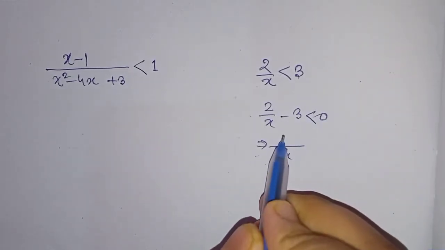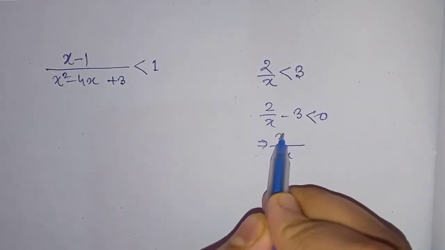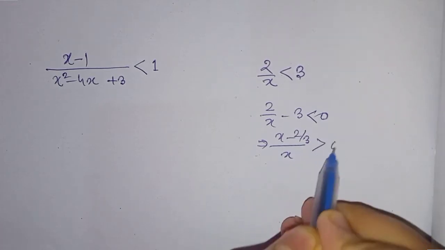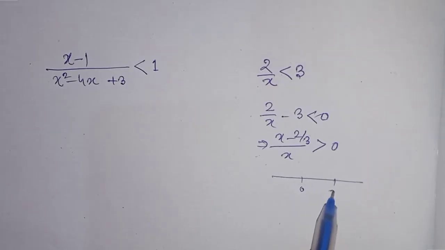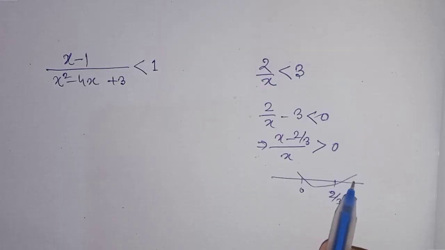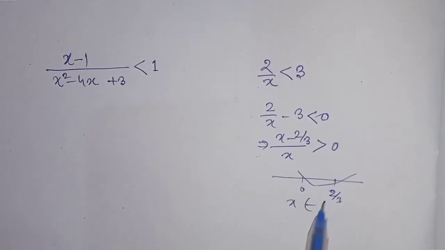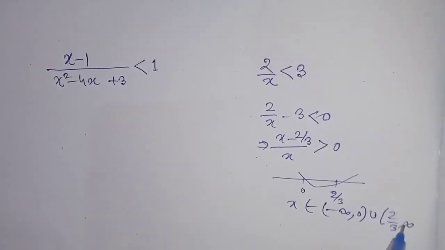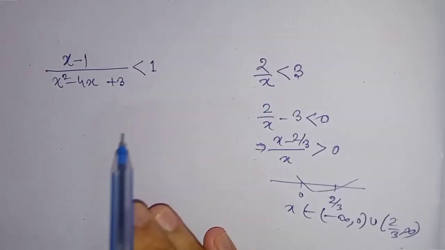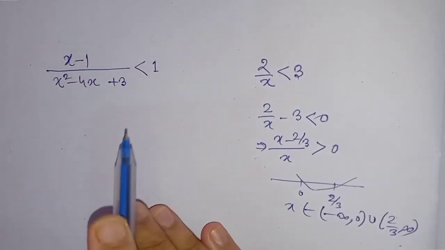If I simplify this, I get x minus 2 by 3 over x, and I will reverse the sign of the inequality. This is the expression I am getting. Then by our knowledge of the wavy curve, we can solve this: x belongs to the interval minus infinity to 0 union 2 by 3 to infinity. So this is the correct way: bring everything to one side and then simplify.